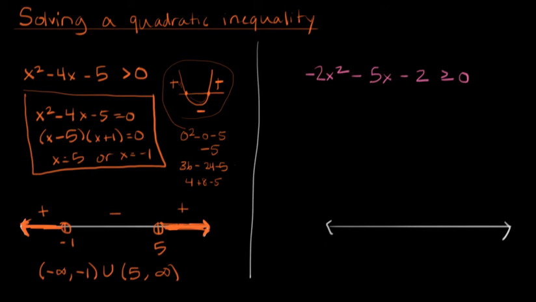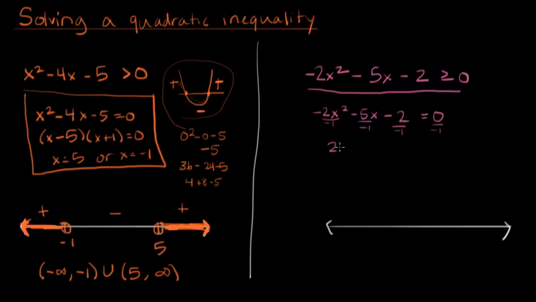So let me go ahead and put a line down. All right, so this one says negative 2x squared minus 5x minus 2 is greater than or equal to 0. So again, the first step is to figure out when is this thing equal to 0. So negative 2x squared minus 5x minus 2 is equal to 0. You can factor this. You might want to first go through and divide everything by negative 1. It'll make it easier to factor.